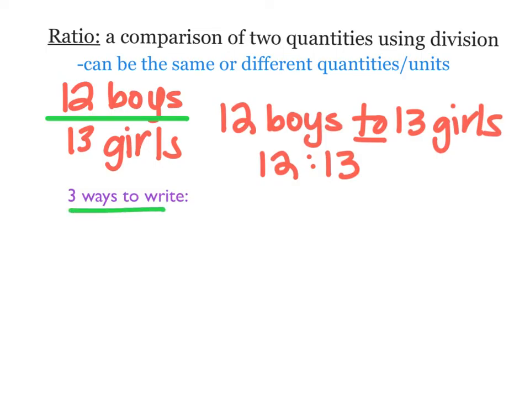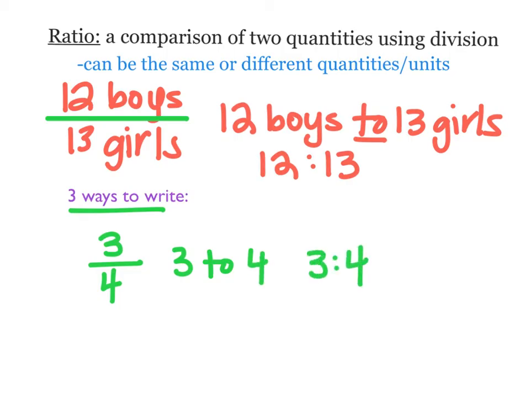So again, there's 3 ways to write a ratio. Again, you can write it as a fraction. If I was comparing 3 to 4, you can write it with the word "to," 3 to 4. Or you can write it with a colon, 3 to 4. And all I'm doing is comparing these two numbers using division.